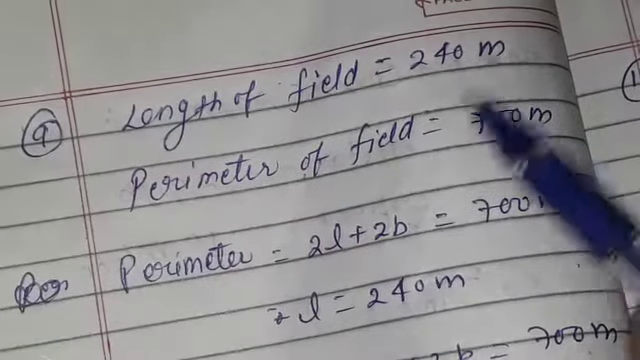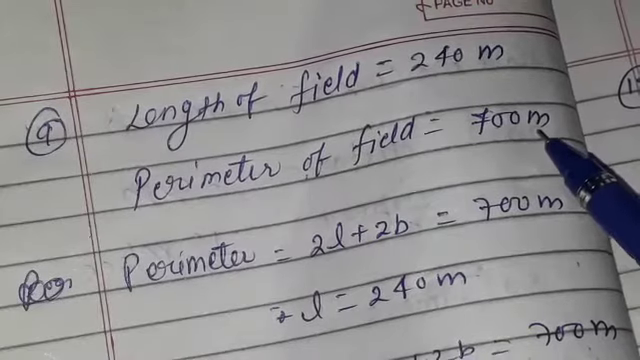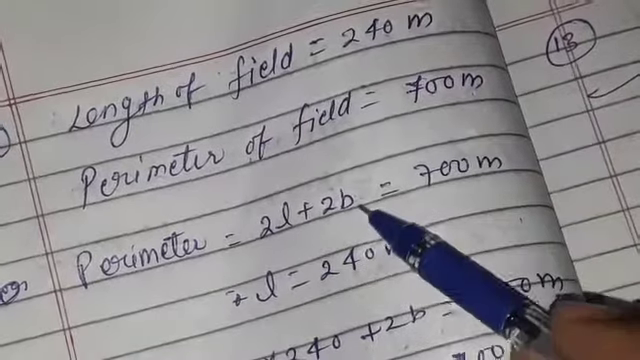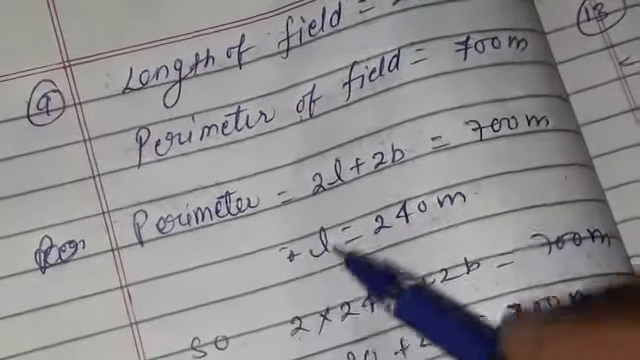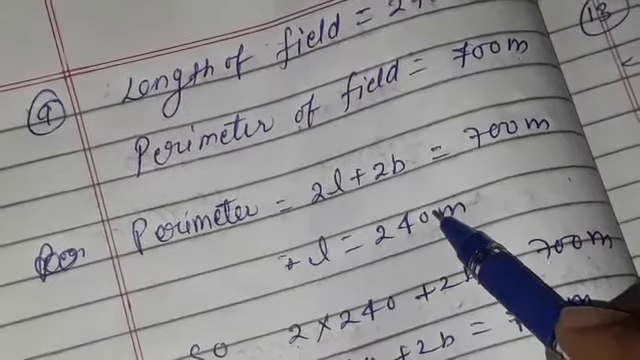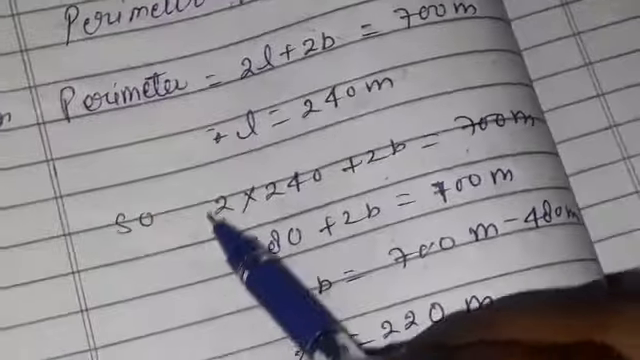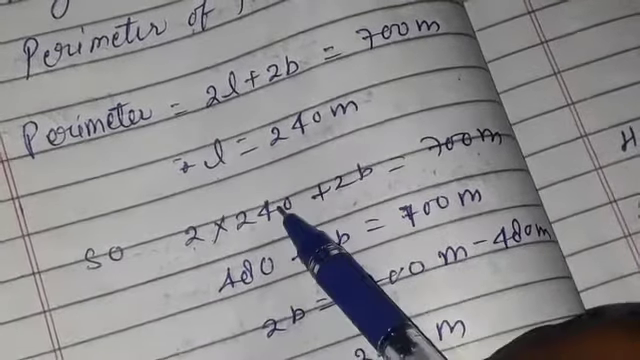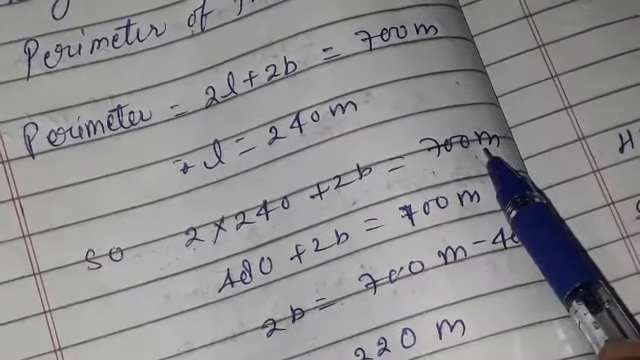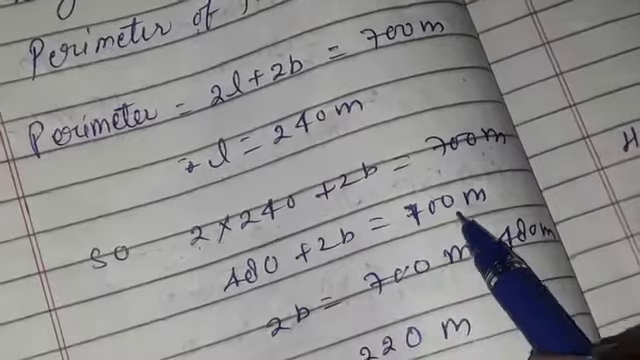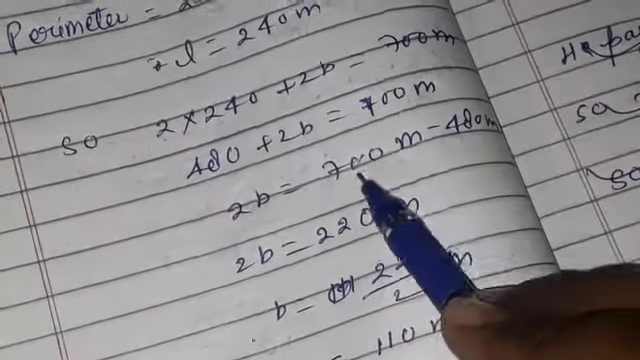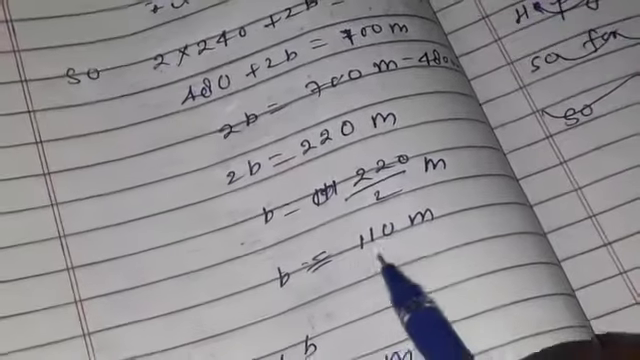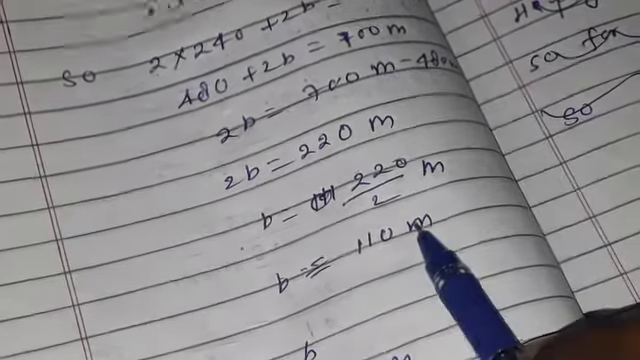Length of the field is 240 meter, perimeter of the field is 700 meter, they gave us. So perimeter means class 2L plus 2B. They gave you perimeter, 2L plus 2B equal to 700 meter, and they also gave us length which is equal to 240 meter. So put the value in the formula 2L plus 2B. So 2L means 2 into 240 plus 2B, that is equal to 700 meter, which is our perimeter. So 480 plus 2B equal to 700 meter. So 2B equal to 700 meter minus 480 meter, 2B equal to 220 meter, B equal to, by dividing we will get 110 meter. So this is our breadth.